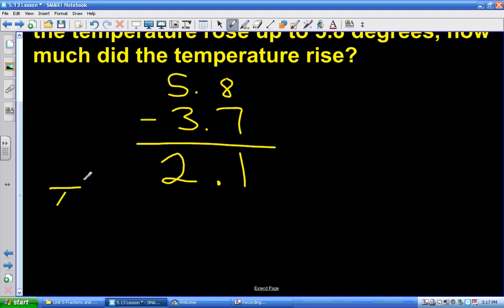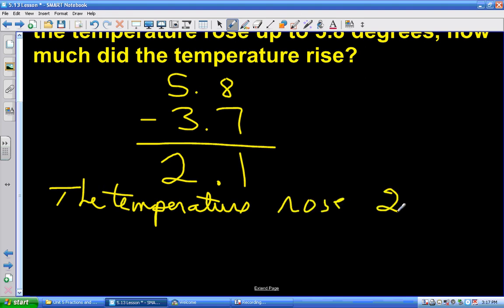The temperature rose 2.1 degrees Celsius. Ethan, you had a question? It says the temperature rose. That's, well, that's an R. It's just a bad R. Oh, okay. Don't pick on my writing.